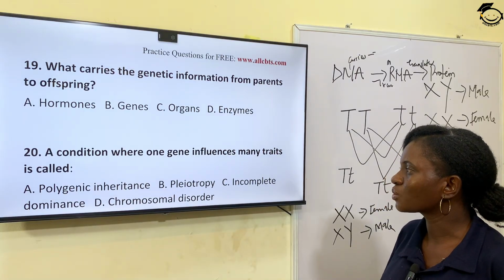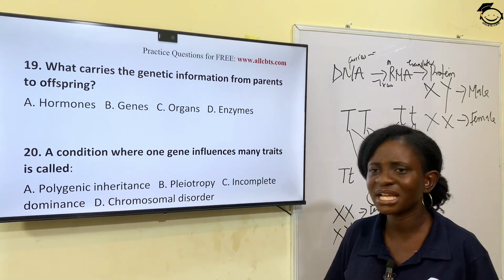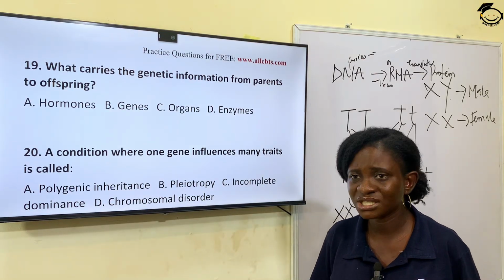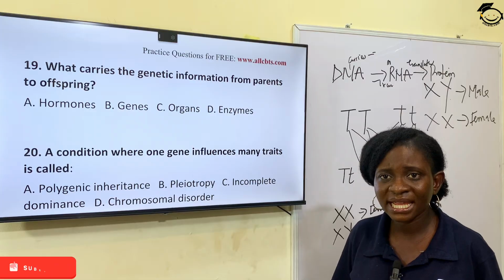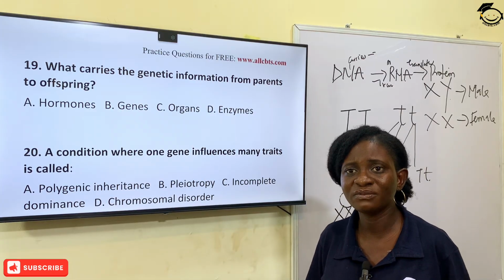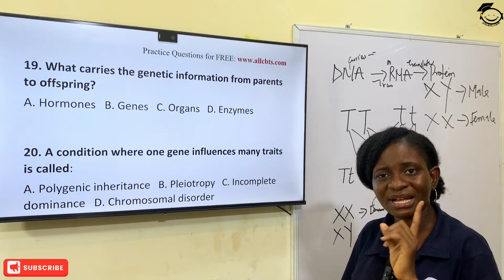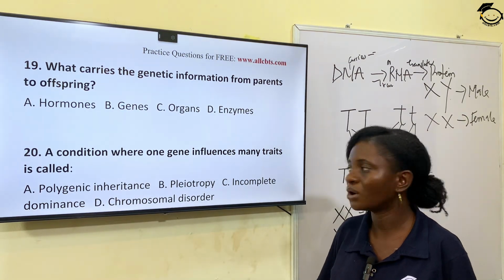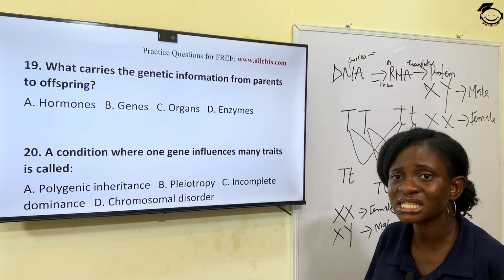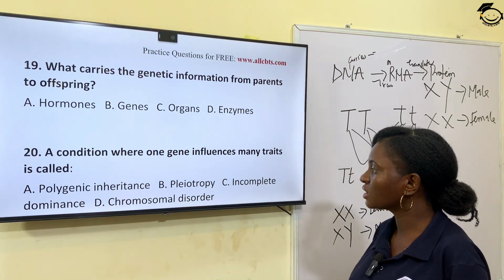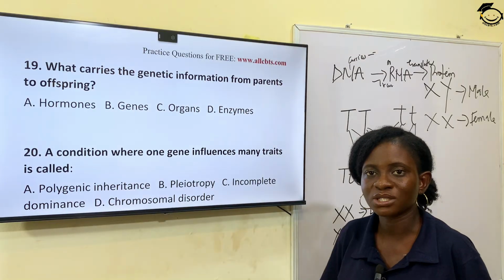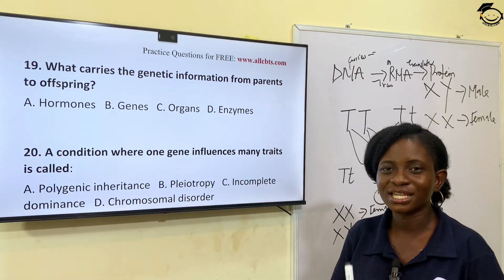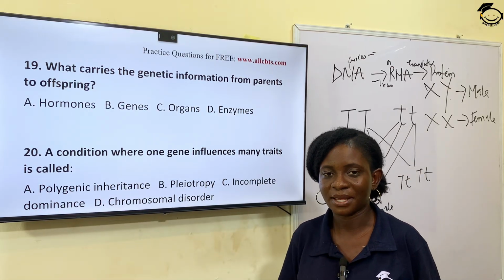So a condition where one gene influences many traits. That one gene influences poor oxygen, pain, and the shape of the hemoglobin itself. So that particular one gene leads to alterations, influencing many traits. So the correct answer to this question is pleiotropy. Option B is the correct answer.